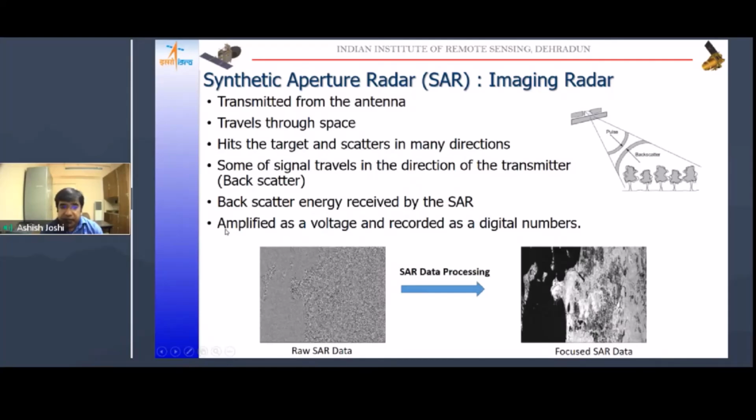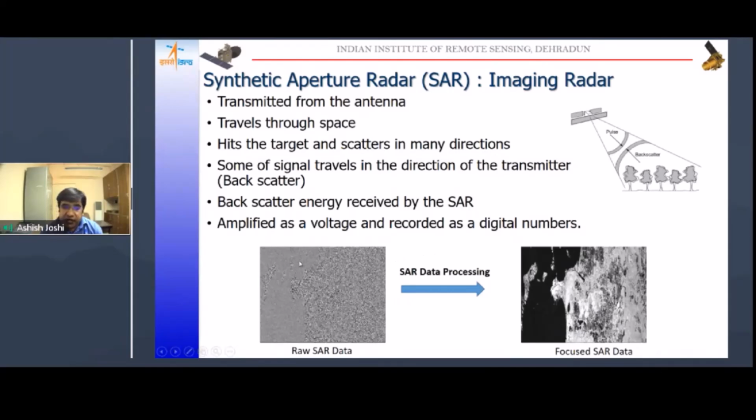This energy is amplified as a voltage, and this voltage is converted to the digital number using the analog to digital converter. So the SAR image we get, this is the raw data we are getting on the ground. SAR transmits the electromagnetic radiations, the backscatter energy is collected and recorded, and it is transmitted to the ground stations, and the ground station receives this raw data.